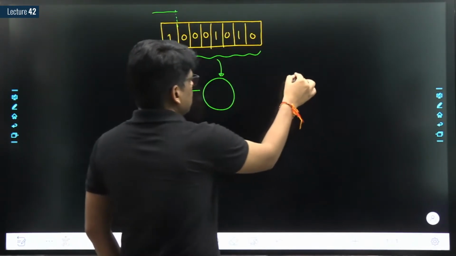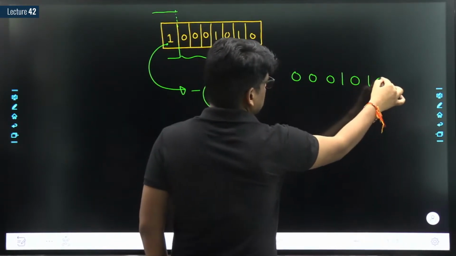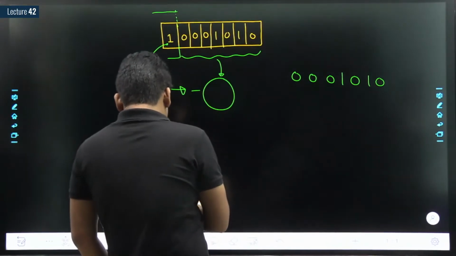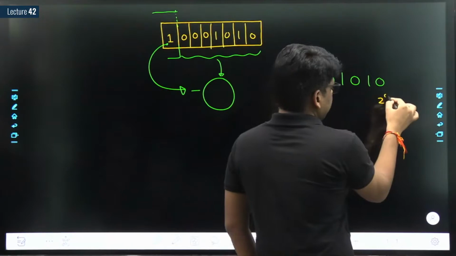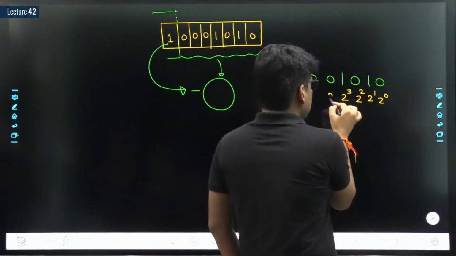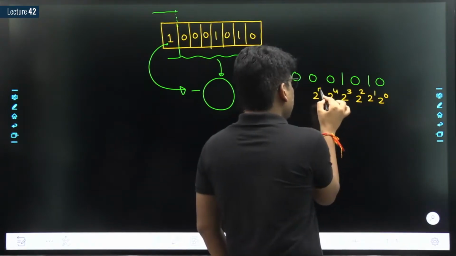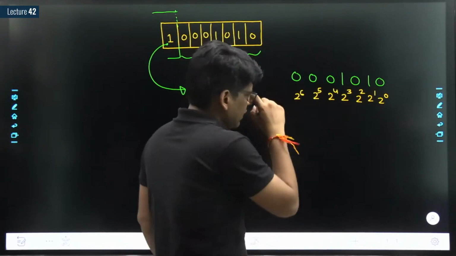So let me find 0, 0, 0, 1, 0, 1, 0. While calculating the magnitude, do we need the powers? No, but still, if you are interested, 2 to the power 0, 2 to the power 1, 2 to the power 2, 2 to the power 3, 2 to the power 4, 2 to the power 5, 2 to the power 6. Although we don't need them, for sure, you know everything.